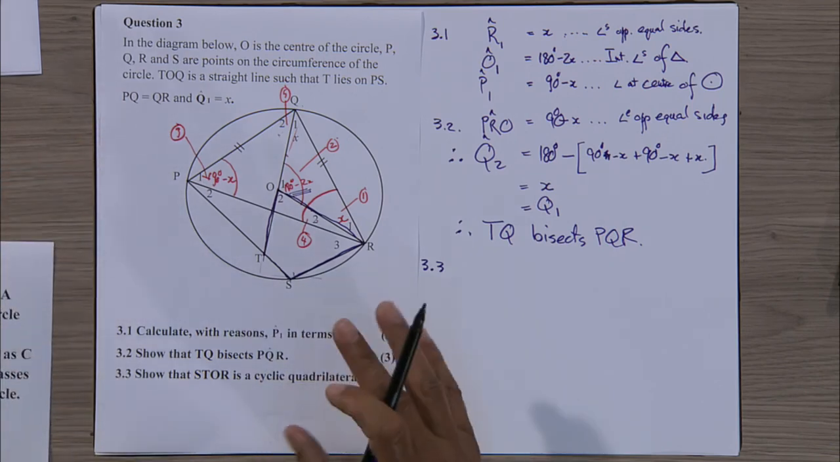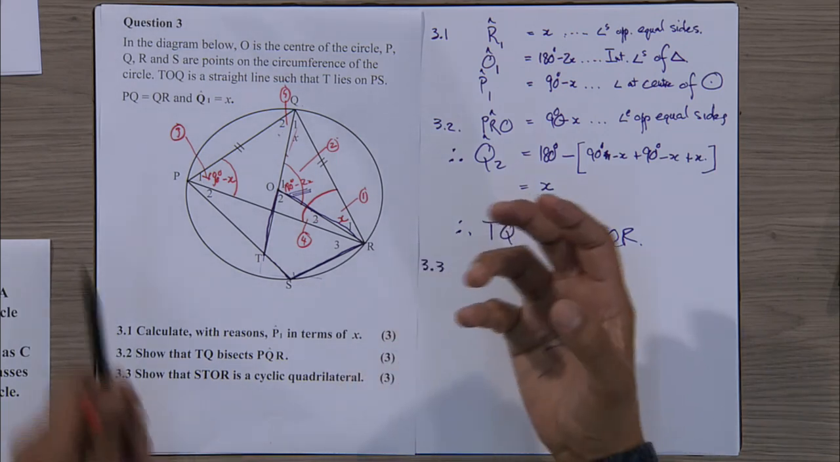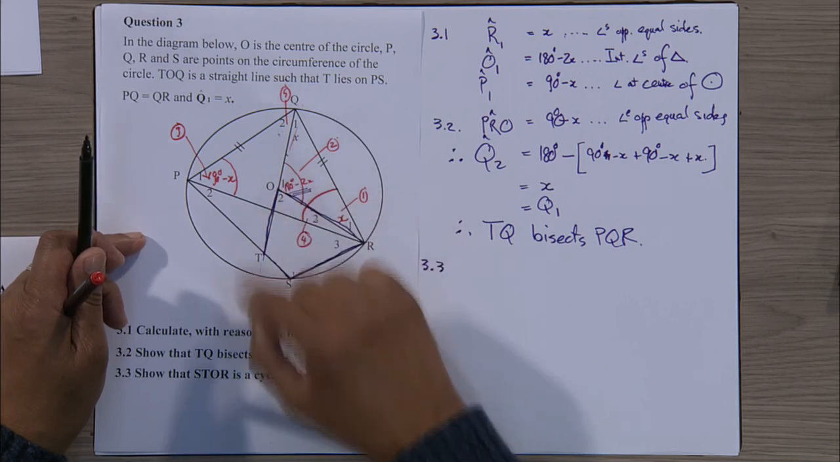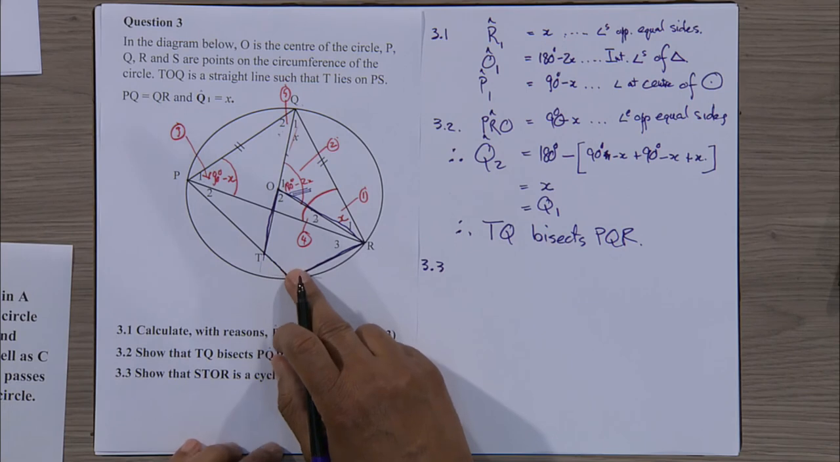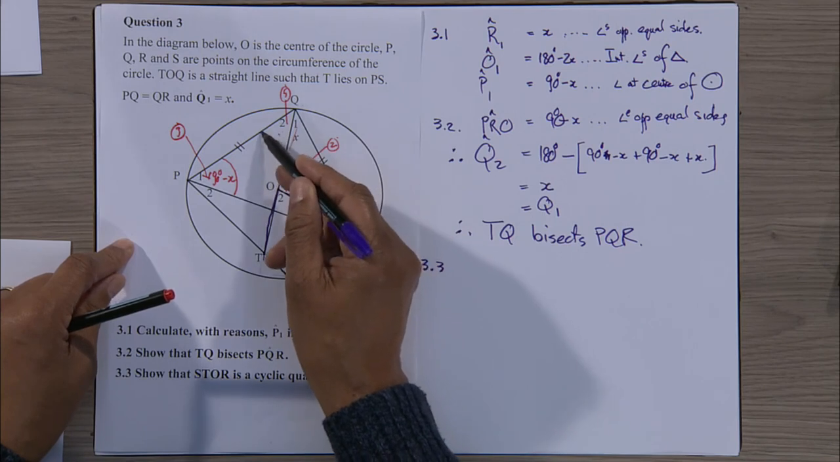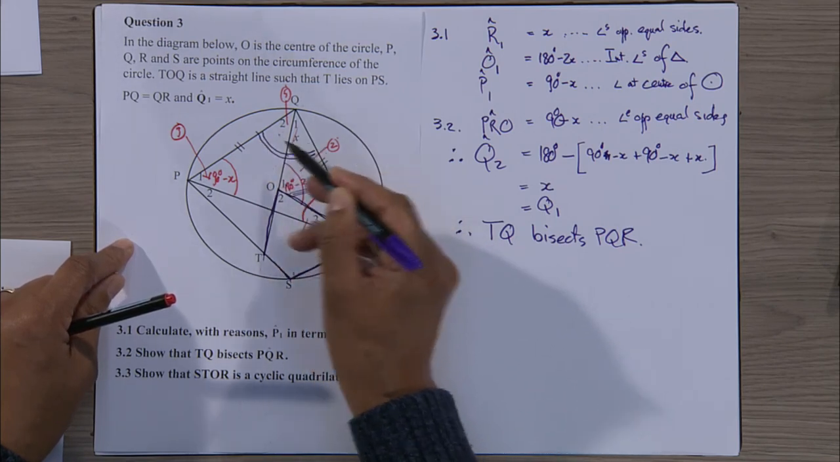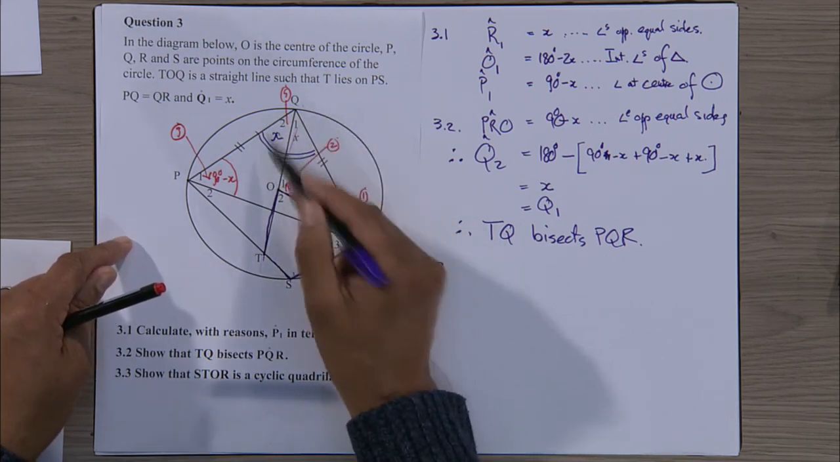The main point being that if I have to prove any specific type of quadrilateral, then I need to prove that any condition for that quadrilateral exists. And in this case, the condition for the cyclic quad is that the exterior angle is equal to the opposite interior angle. Why do I say that? Because I have just derived that this angle is also x. So the two of them are 2x.